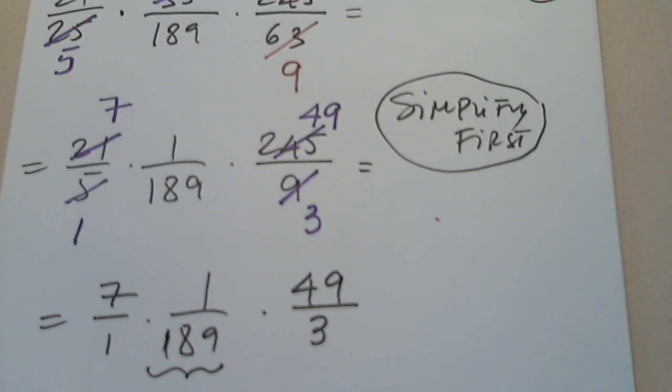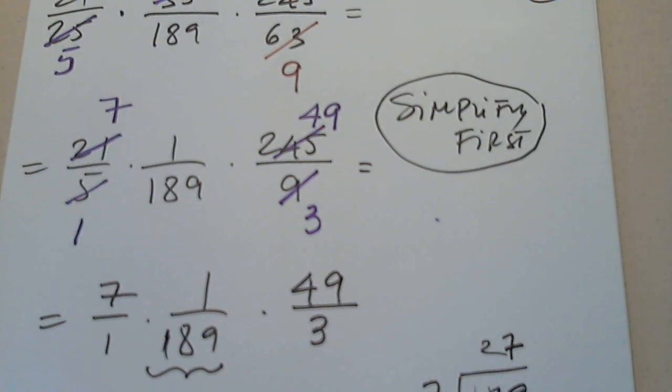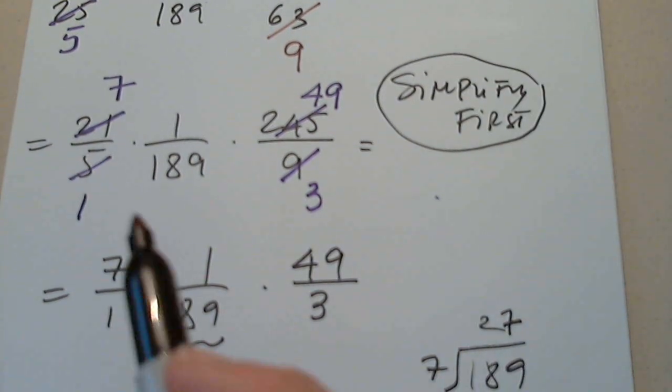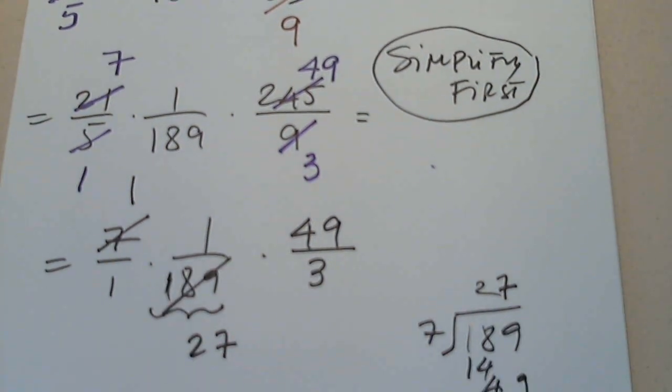I don't know. So when I divide 189 by 7, what do I get? 14 and then 49. So this is 27. I like it. So 7 divided by 7 is 1, and 189 divided by 7 is 27. And this is it. There's nothing else I can do.